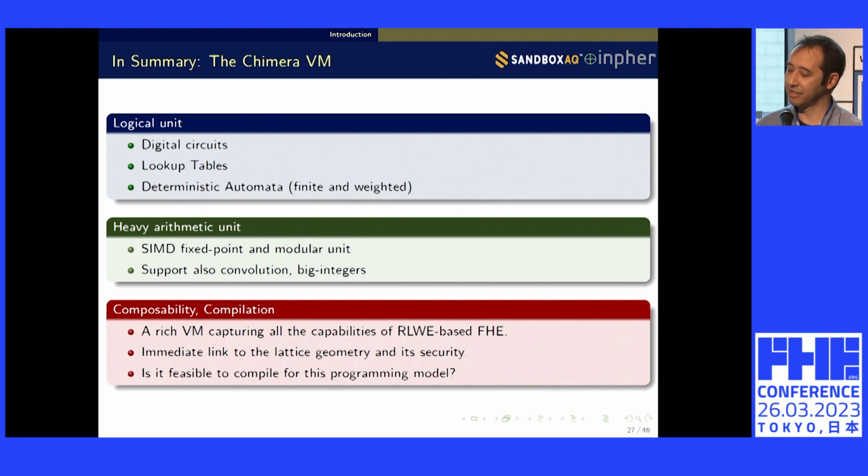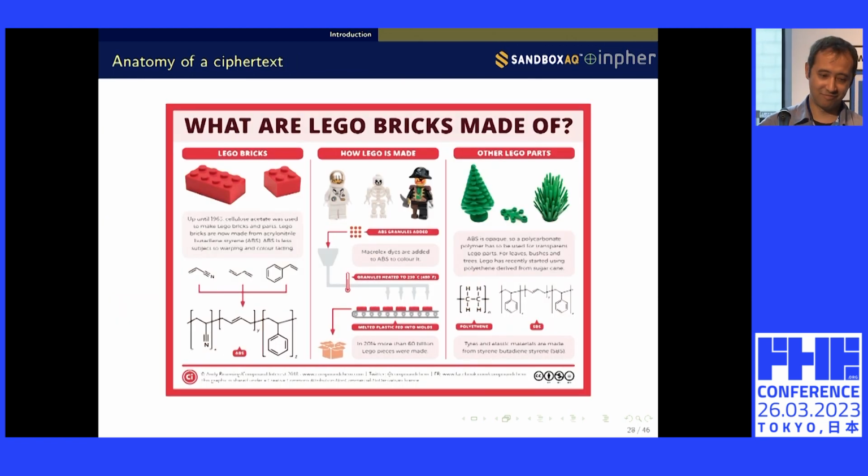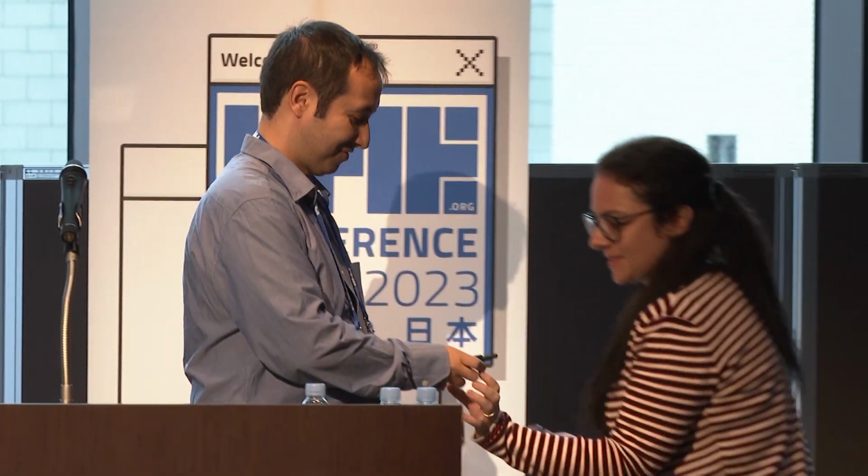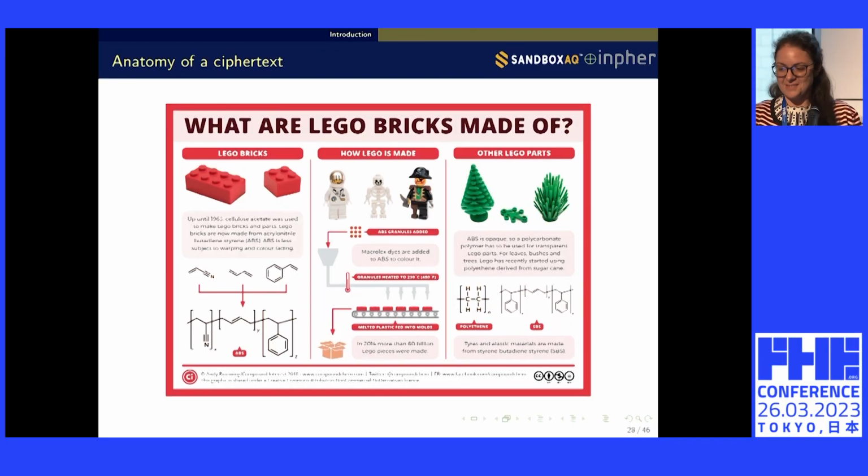So yeah, I guess that's it for the composition part of TFHE, and now I will let Mariya explain in more detail how the ciphertexts are built. Thank you very much, Nicolas. Yes, in the last few minutes, I will explain what there is mathematically in all these Lego bricks.